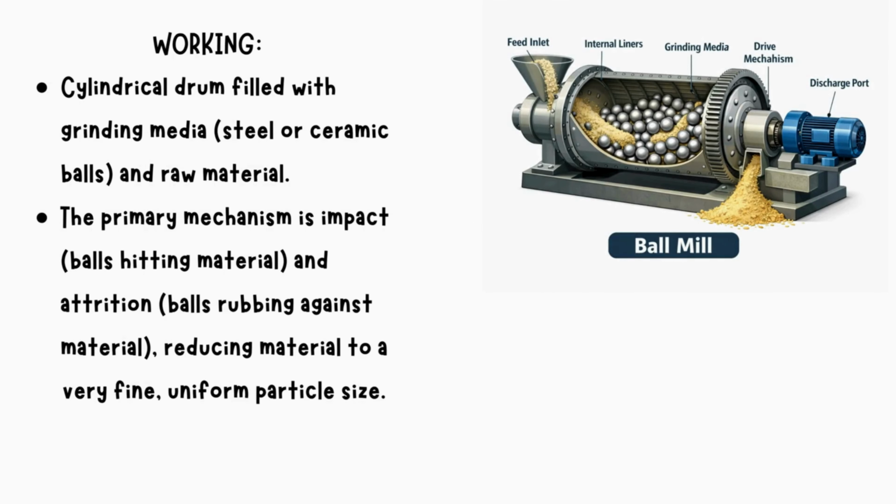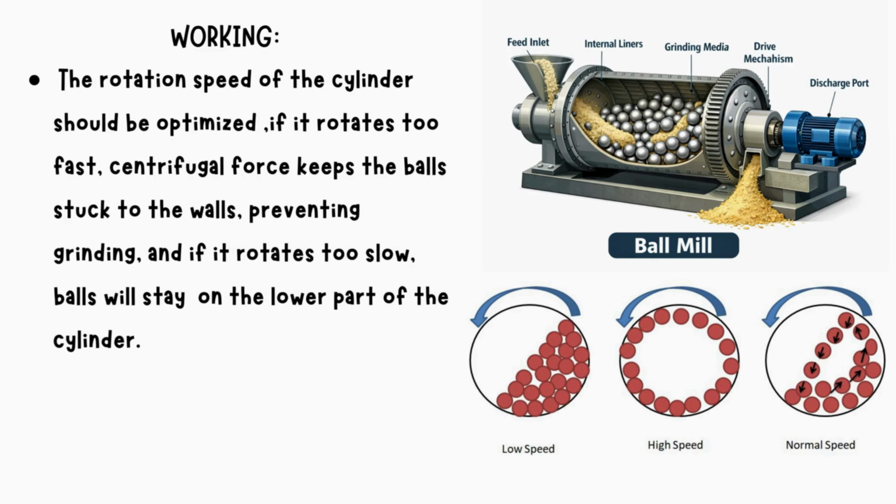Working of ball mill. First, cylindrical drum is filled with grinding media, which may be steel or ceramic balls, and raw materials are also filled. When cylindrical drum begins to rotate, 2 mechanisms work. One is impact, when balls hit the materials, and another one is attrition, where balls rub the materials. The rotation speed of the cylinder should be optimized. If it rotates too fast, centrifugal force keeps the balls stuck to the walls, preventing grinding, and if it rotates too slow, balls will stay on the lower part of the cylinder.